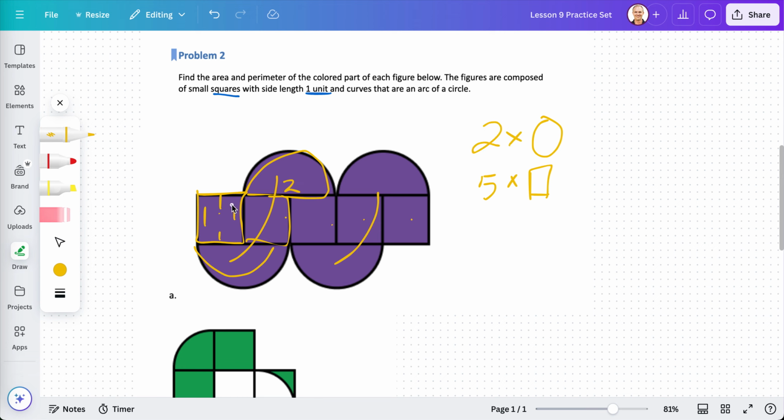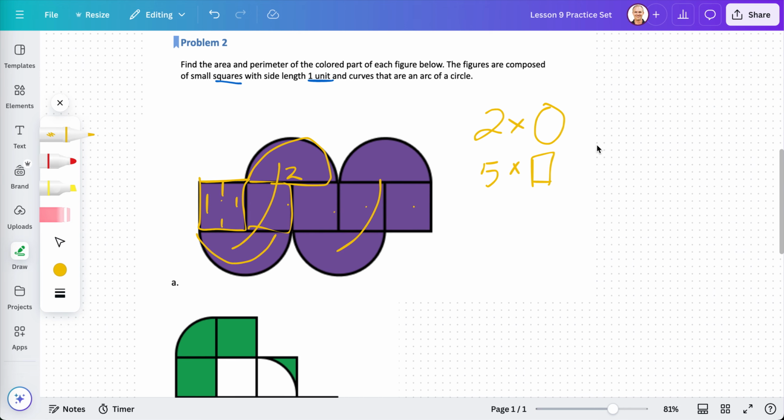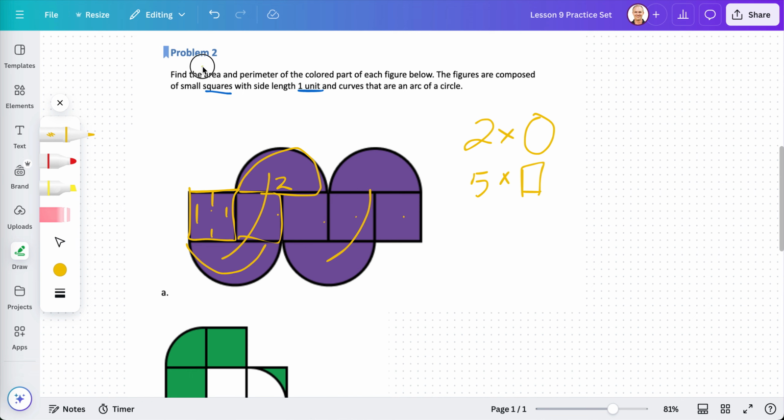All right, let's get started. So I'm going to do the circles first because it's probably harder. We need to find the area and perimeter. Remember, the area is the inside and the perimeter would be the outside.